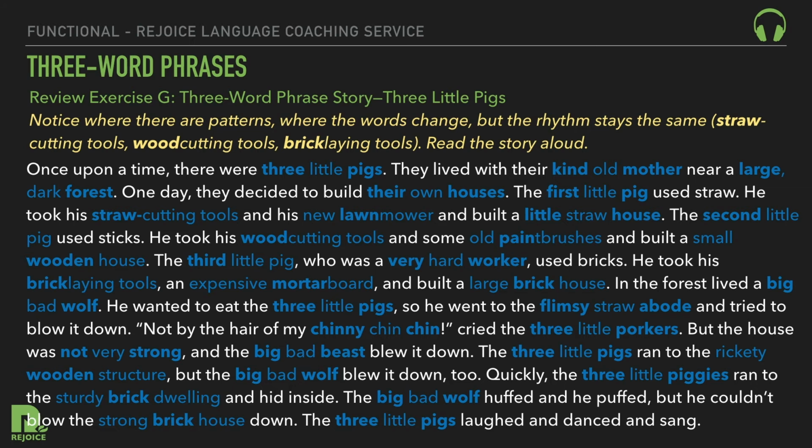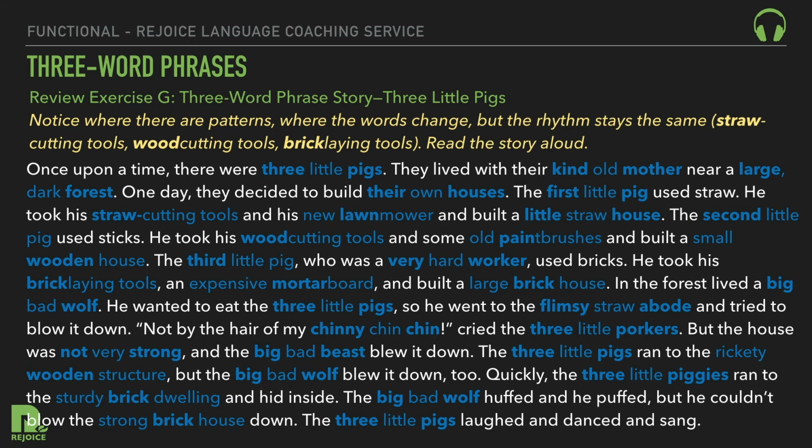Exercise G. 3-word phrase story. The 3 little pigs. Notice where there are patterns, where the words change, but the rhythm stays the same. Straw cutting tools, wood cutting tools, bricklaying tools. Read the story aloud. Once upon a time, there were 3 little pigs. They lived with their kind old mother near a large dark forest. One day they decided to build their own houses.